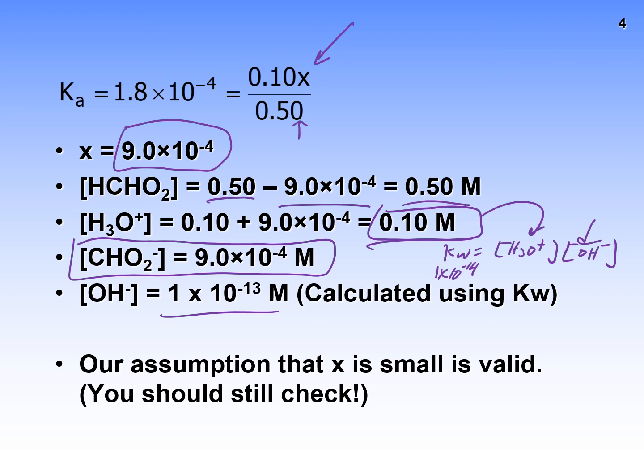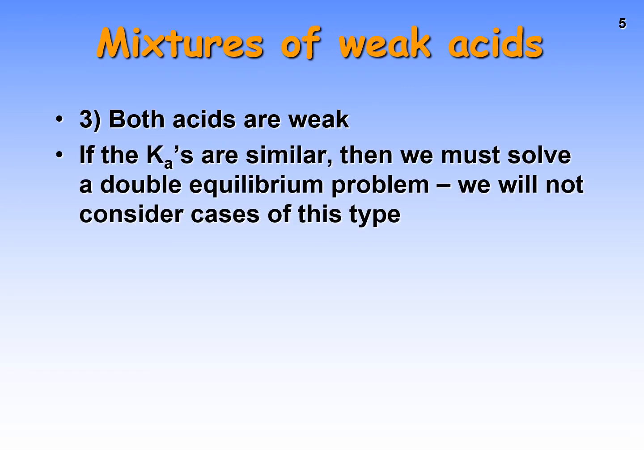Let's do one more example here of a mixture where both acids are weak. In this type of scenario, we have a little bit more work to do. Generally, if the Kas are similar, we must do what we call a double equilibrium problem, which is not something we're going to see in this class for weak acid mixtures, but it might be something in a more advanced chemistry course if you're a chemistry major. So most of you probably won't ever have to see that.